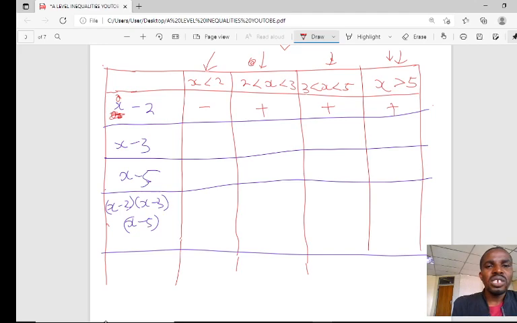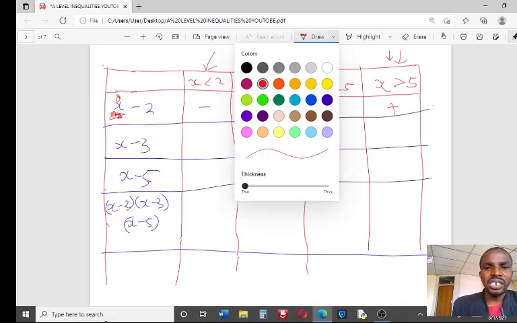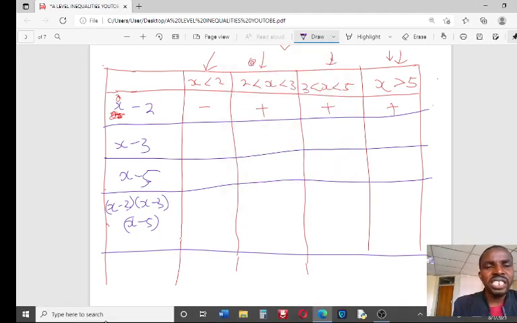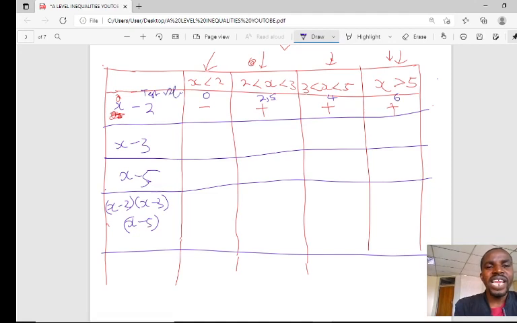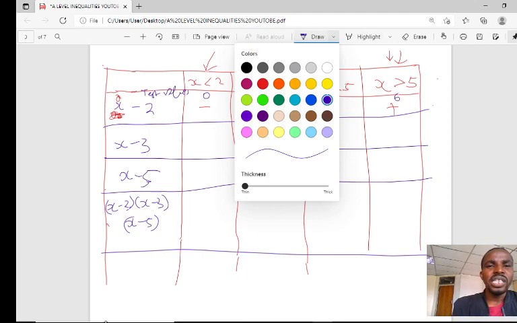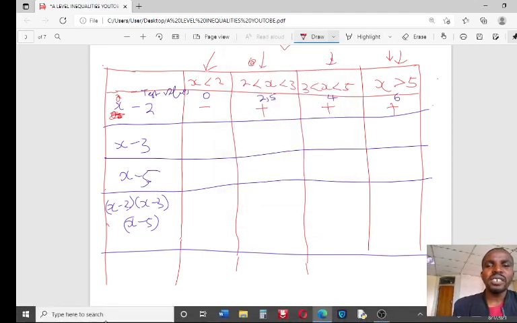The test values, remember I've decided to take, let me write the test values. Here I took 0. On this one I took 2.5. We just want to use the same values. Then here I used 4. Then on this one I used 6. Like this. Right. So these are the test values, remember. You can write it like this, even writing it will make sense actually. Then let's move on to the next part.